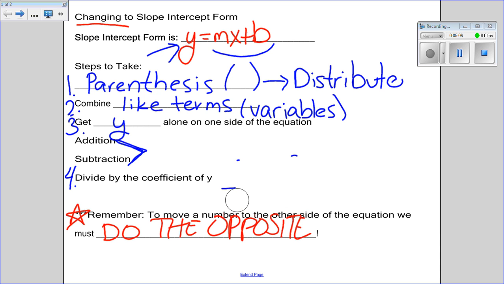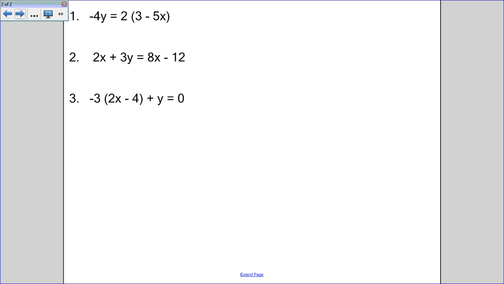Now that we have those ideas in our head of what we're working with here, let's try a couple examples. I'm going to do the first two together with you. I want you guys to try number 3 and 4 on your own, okay? They should be completed. Let's look up at number 1.